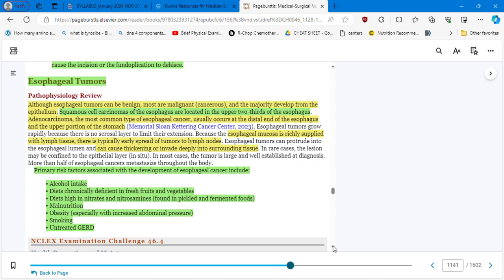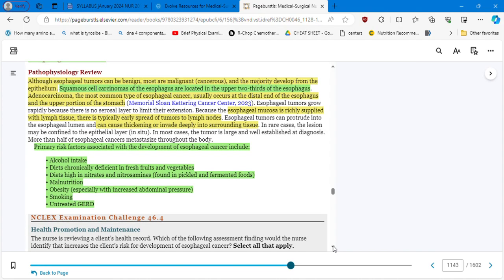Adenocarcinoma, the most common type of esophageal cancer, usually occurs at the distal end of the esophagus and the upper portion of the stomach. So that's the adenocarcinoma, in the distal end and upper portion of the stomach.